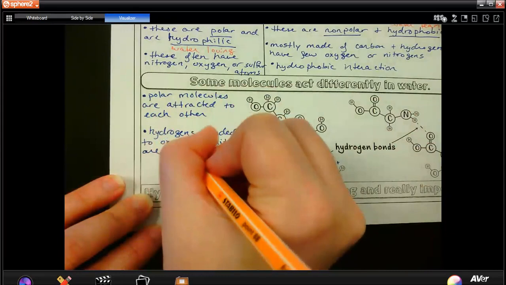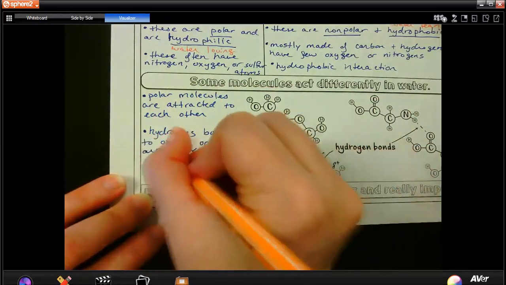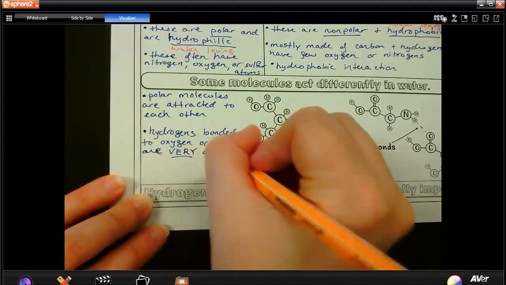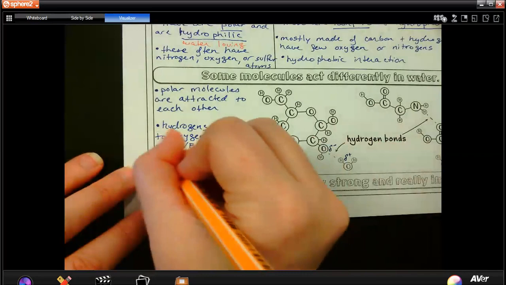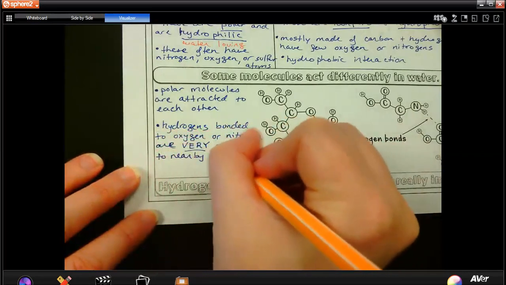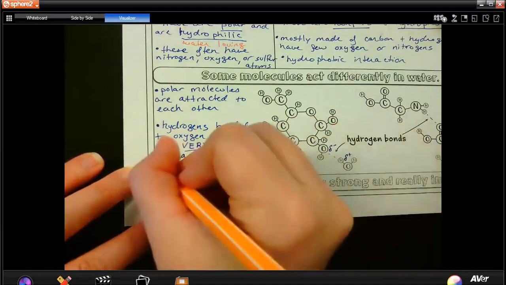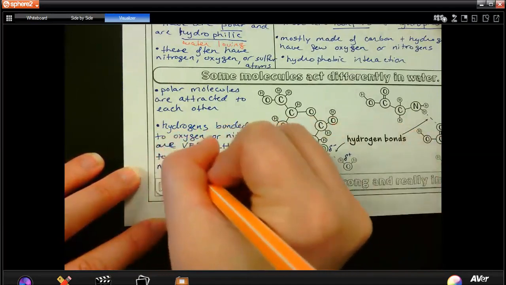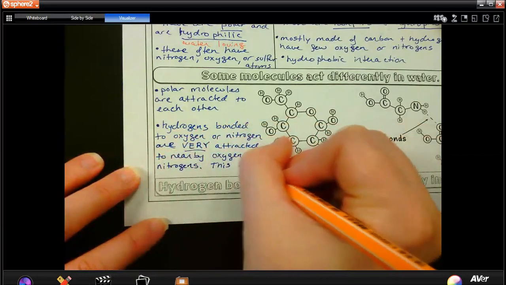Hydrogens are very attracted to nearby oxygens or nitrogens. This results in hydrogen bonding.